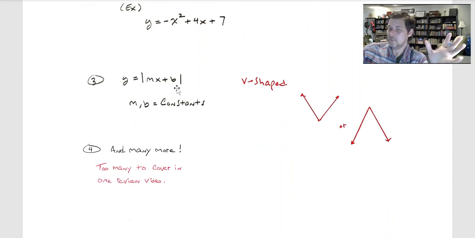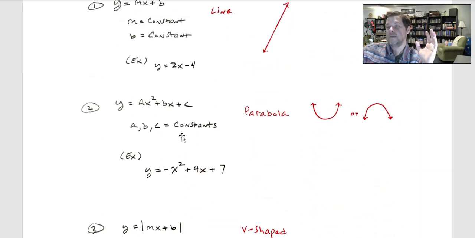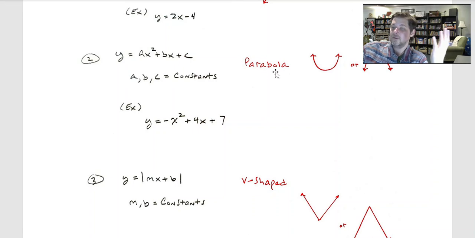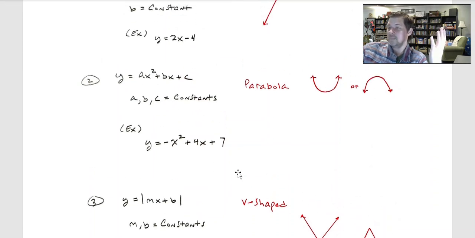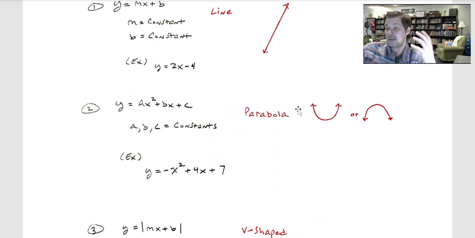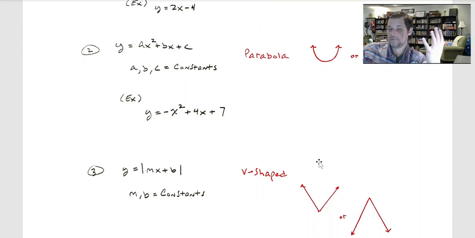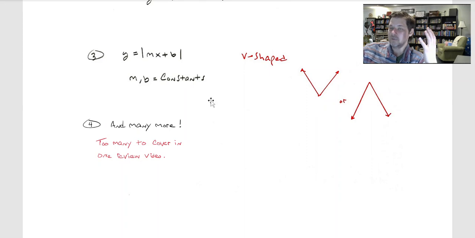And there are so many more, like absolute value: y equals the absolute value of mx plus b, where m and b are again constants. That's going to be a v shape of some kind. But again, you know the shape. Now, it might not be the case that you've ever heard of a parabola or absolute value. For the purpose of this video, I'm just telling you that certain equations have graphs that take on certain shapes. And if you can figure that much out about it, then at least you know what the graph is supposed to look like. Okay? Now, there are many more shapes and so on. There's too many to cover in one video.